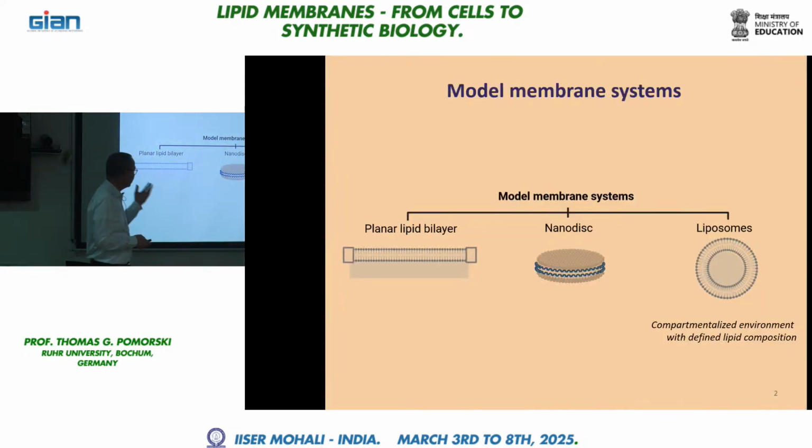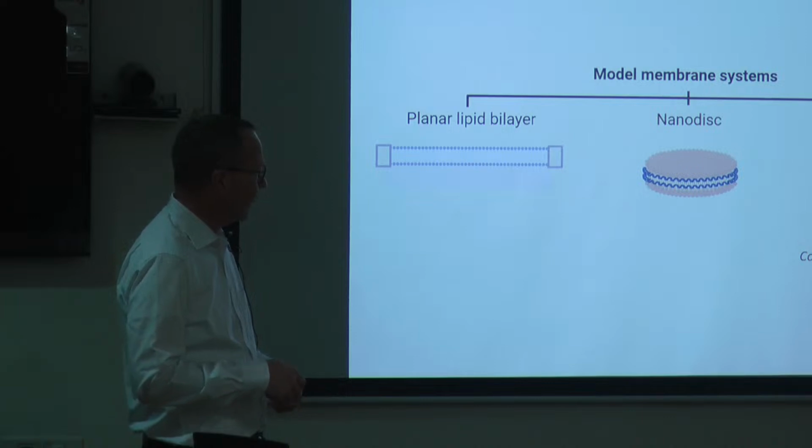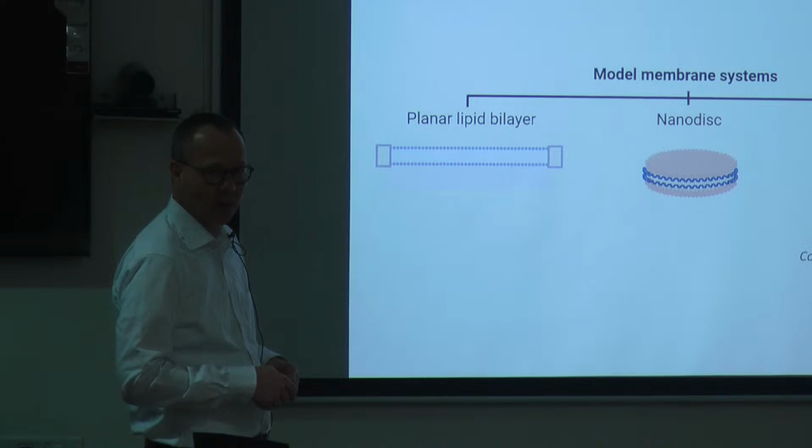When you look, there are many different types of model membrane systems that you can consider. I have listed here three. You have planar lipid membranes that you can build. You can build nanodiscs, an aspect that we will discuss at the end of this course. And you have liposomes. Today we will start to focus on these liposomes, an aspect that you will also have practical work on later in the afternoon.